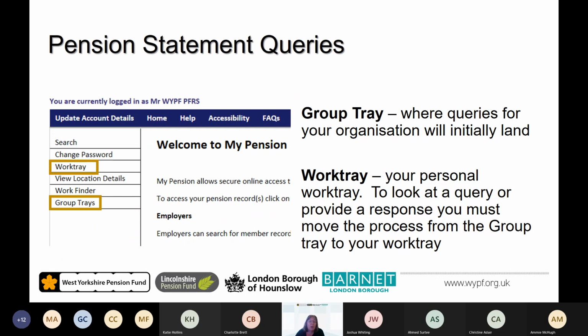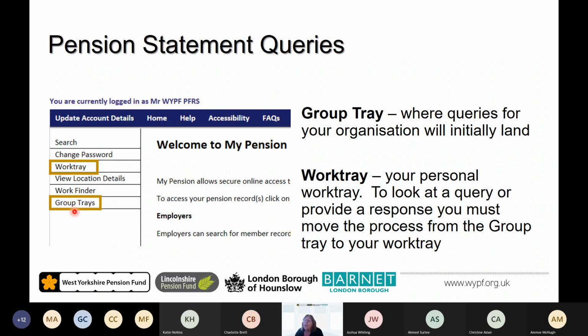So on your work tray or on your screen, this is what you will see. Hopefully you can see my pointer. So this is the group tray down here. So once you've signed in to the employer portal, you go down to the group tray, and this is where all the processes originally go. You then move them into your own work tray or somebody else's work tray where you can actually work on them.